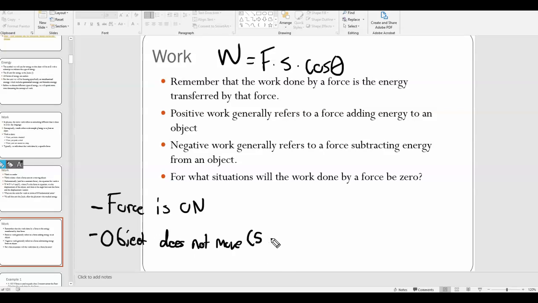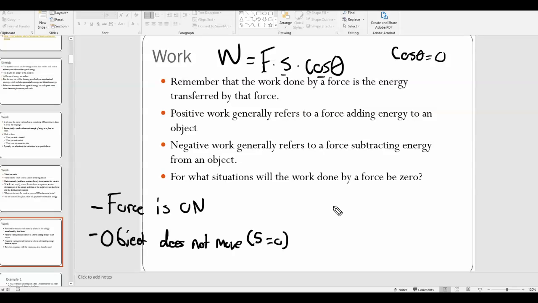What I'm doing here, by the way, in case you didn't figure this out on your own, is there's three mathematical terms in this equation. If any one of these is zero, then all of the work done is zero. The third situation is basically the situation where cosine theta is equal to zero. And so you might be wondering, okay, I know theta is an angle. For what situations is the cosine of theta equal to zero?